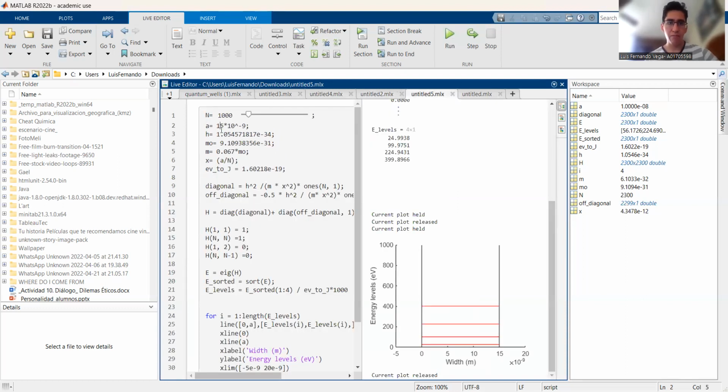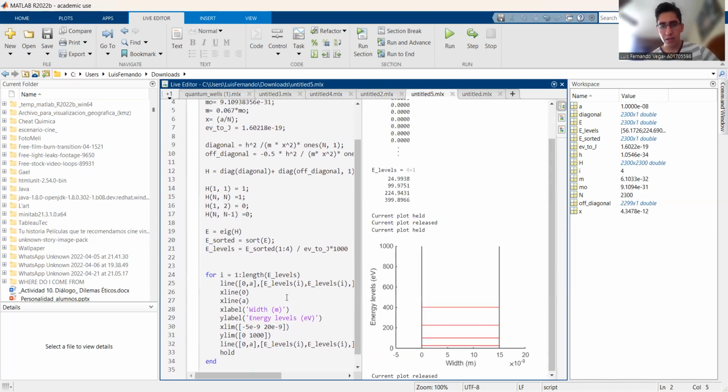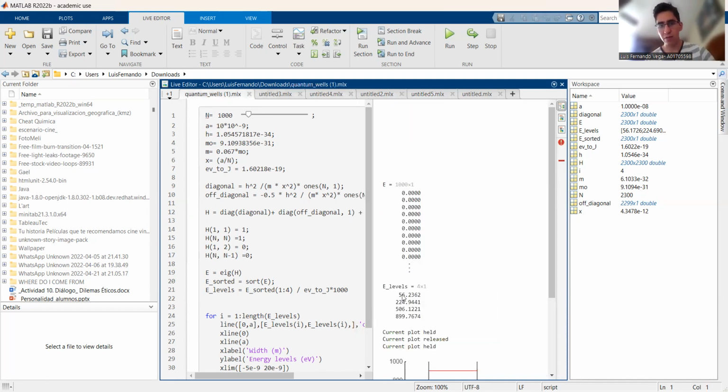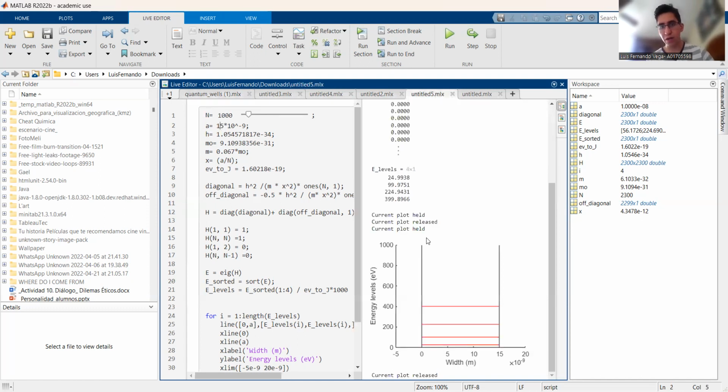And at last, we have what happens if we change the width of the quantum well, which in this case, we are going to see a 15 nanometers width. So we can see that when we change it and we keep everything else almost the same, the energy levels also decrease. So we can see that for a bigger A, the energy levels will decrease. If we compare it to the first one, where we have the same N, we only change the A, the energy levels are decreased by a mile. And also, we can see that the width is also bigger in the representation.